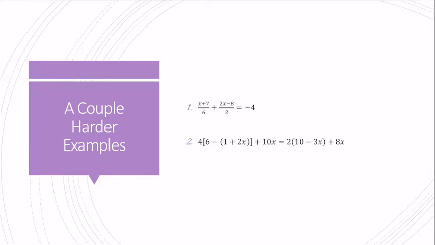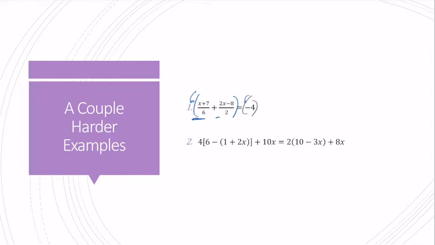So let's work through a couple more difficult examples. So I've got (x plus 7) divided by 6 plus (2x minus 8) over 2 equals negative 4. Now, we typically don't like working with fractions. I know I don't like working with fractions. So one thing we could do is multiply by a number that would cancel out both of our denominators. Remember, what I do to one side, I have to do to the other. So what's the least common multiple of 2 and 6? Well, that's just going to be 6, right? Because 6 factors into a 2 and a 3.